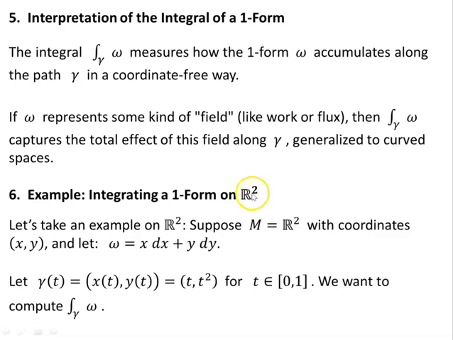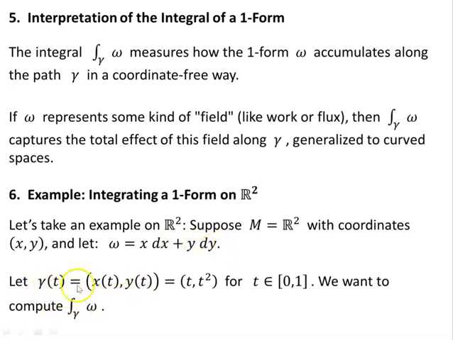Integrating a one form on R2, two-dimensional Euclidean space. Let's suppose M is equal to R2. It's going to make life easier. We don't have to worry so much about local coordinate systems now because one coordinate system covers the entire manifold, R2, with coordinates x, y, and let omega be x dx plus y dy. When I go over the next slide, please try and remember this. Omega is x times dx plus y times dy.